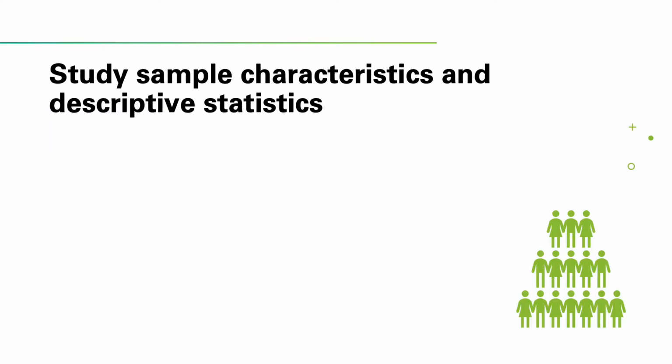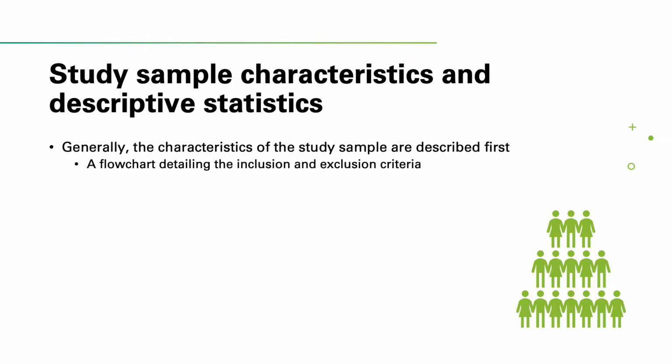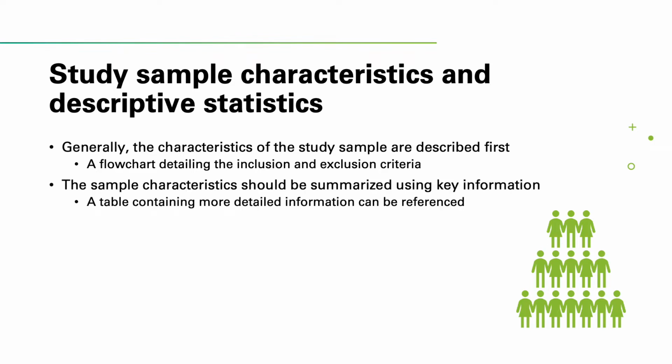So for the subsection of study sample characteristics and descriptive statistics, in general, these are the first element described in the results section. This can also include a flowchart detailing the inclusion and exclusion criteria that were applied to obtain the final analytic sample in your study. And rather than being overly detailed, the sample characteristics should be summarized using key information. So you could present concise information on the characteristics that are interesting and or important to your research question, and then cite a table containing more detailed information.